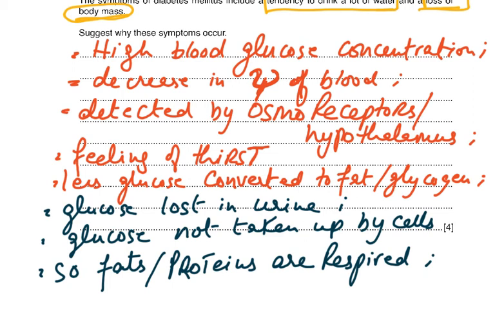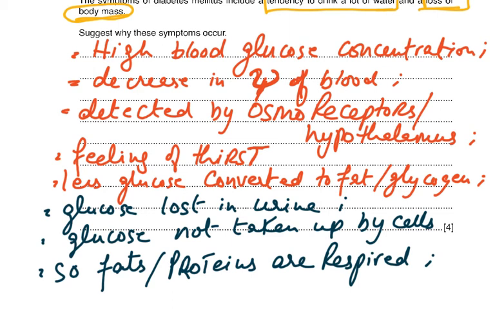Less glucose is converted to fat because glucose is being lost in the urine. So less glycogen in the liver, less fat being stored under the skin, and the glucose is not taken up by the cells, so the fats and proteins will be respired. Why are we losing weight? That's why people on a keto diet lose weight. So the thing which you've got to understand is, fats and proteins will be respired.